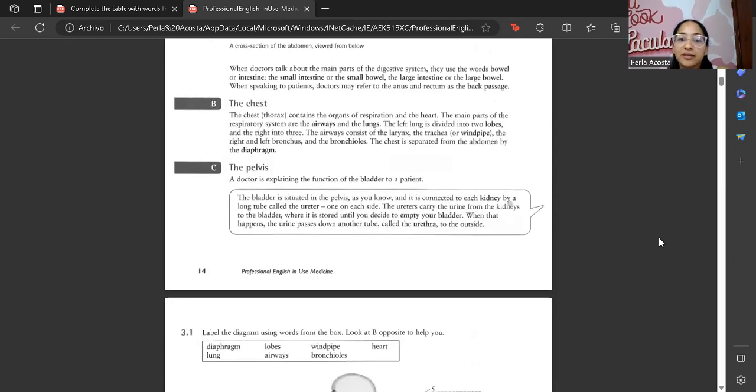C, the pelvis. A doctor is explaining the function of the bladder to a patient. The bladder is situated in the pelvis, as you know, and it is connected to each kidney by a long tube called the ureter, one on each side. The ureters carry the urine from the kidneys to the bladder, where it is stored until you decide to empty your bladder. When that happens, the urine passes down another tube called the urethra to the outside.